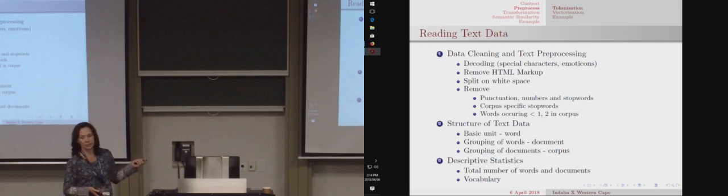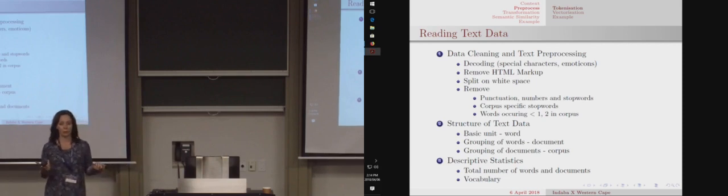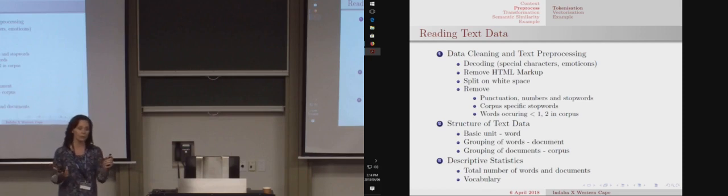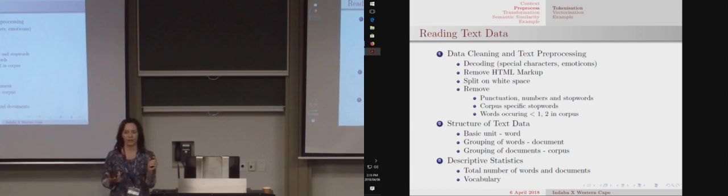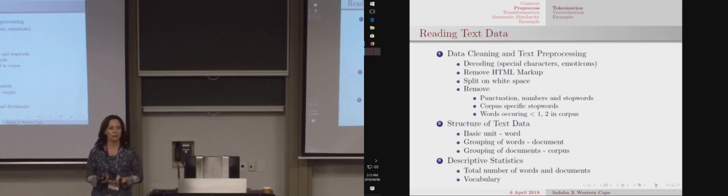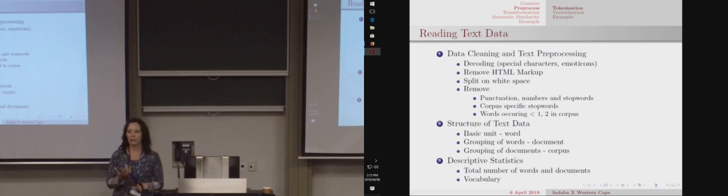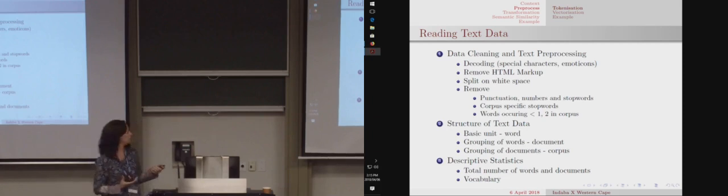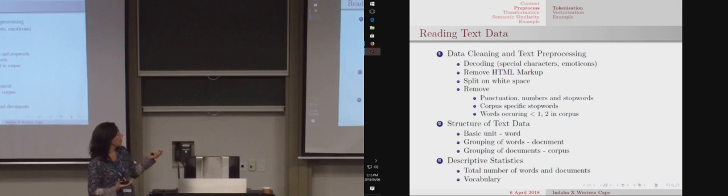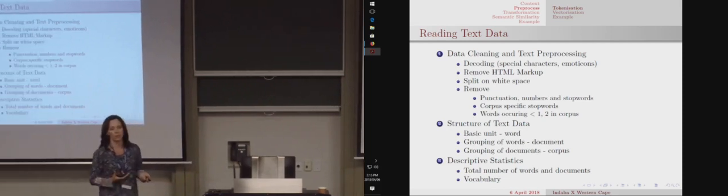So just some terminology. What we said is the basic unit that we work with is a word. So a word is a feature. And a grouping of words we call a document, but it can be a tweet, it can be a review, it can be a news article. So any grouping of words. And then the grouping of documents is called a corpus.